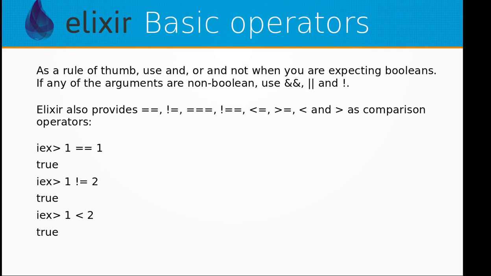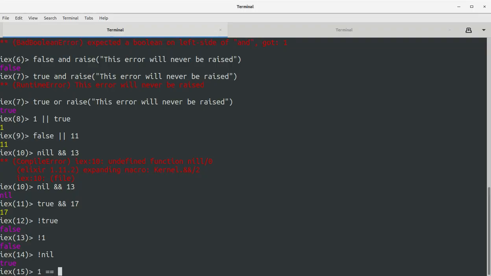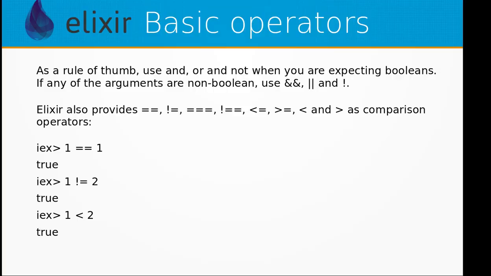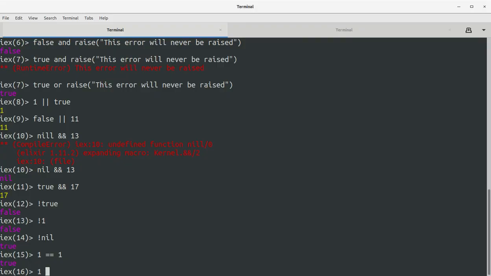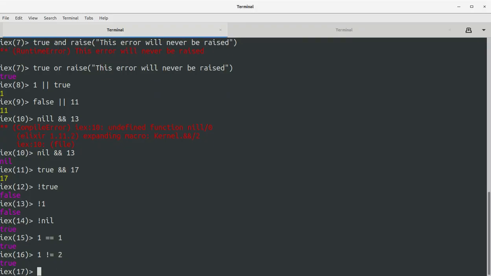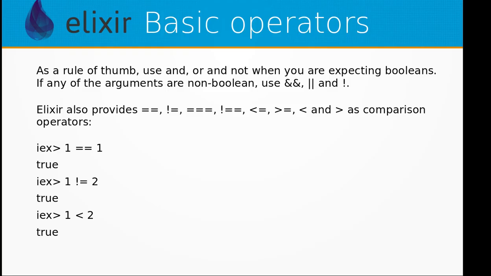Elixir also provides double equal, exclamation equal, triple equal, exclamation double equal, less than equal, greater than equal, less than, and greater than as comparison operators. So if we type in 1 double equal 1, we get true. If I say 1 is not equal to 2, I'll get true. And if I say 1 is less than 2, I get true.